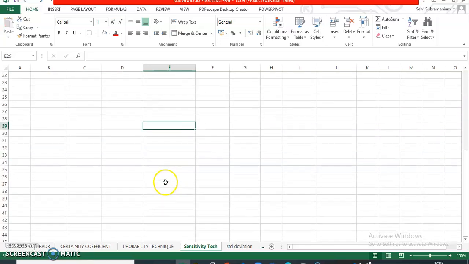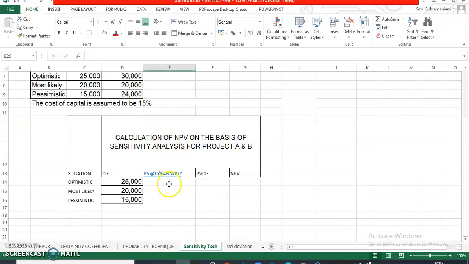Okay, so it's given in the table as 3.352, and this is going to remain the same for all the situations, because the situations for the 5 years are the same. The situations are going to be different, while the PV at the rate of 15% annuity is going to remain the same. So PV CIF is going to be therefore 25,000 into 3.352.